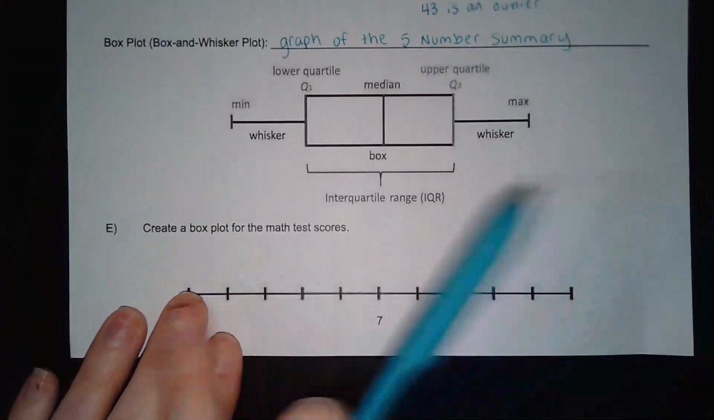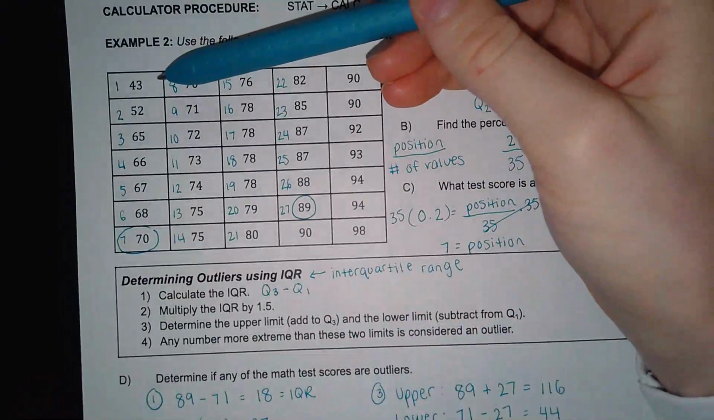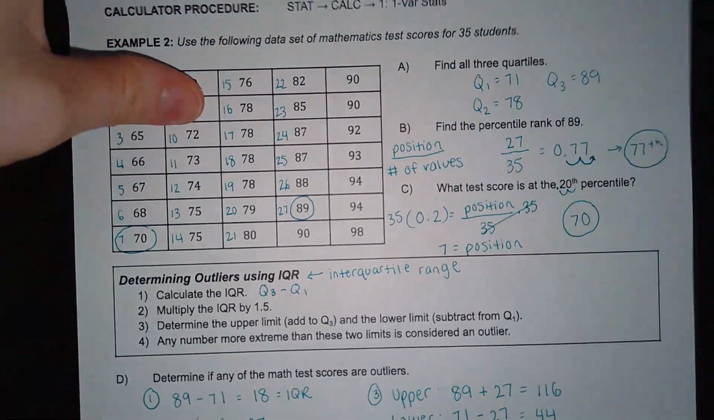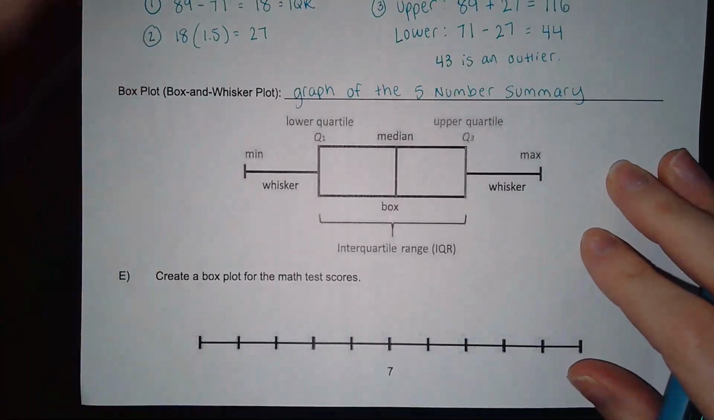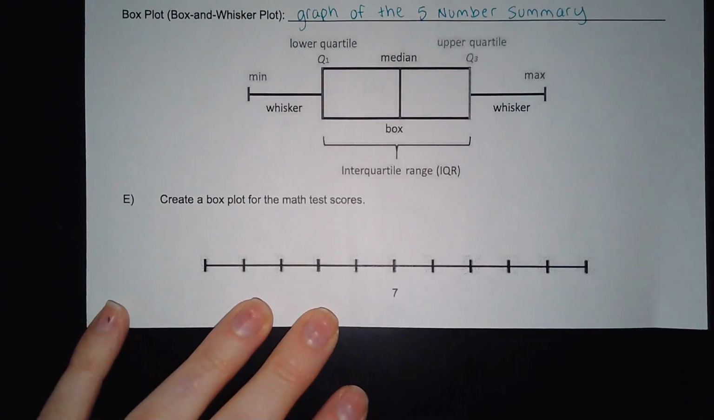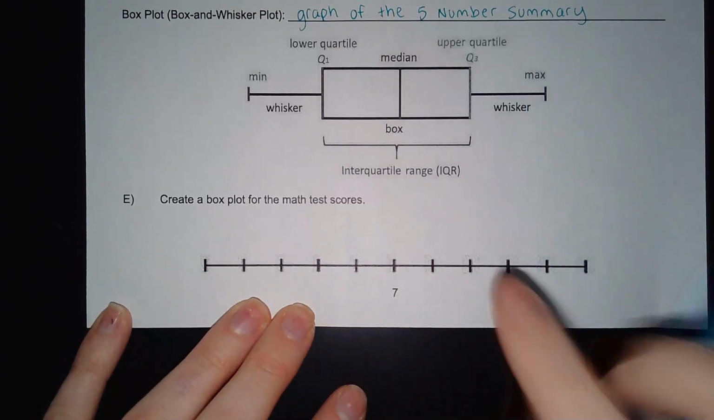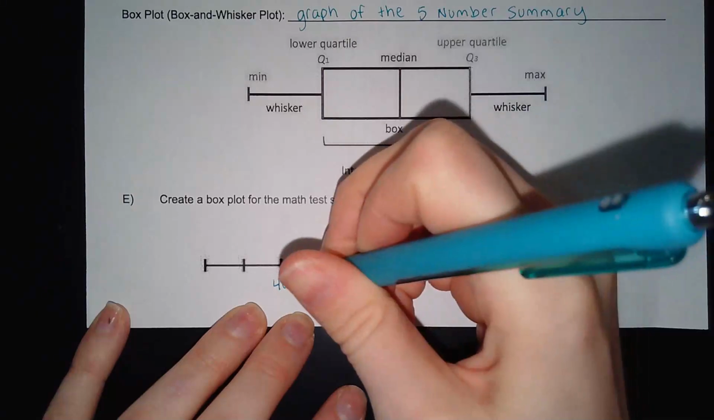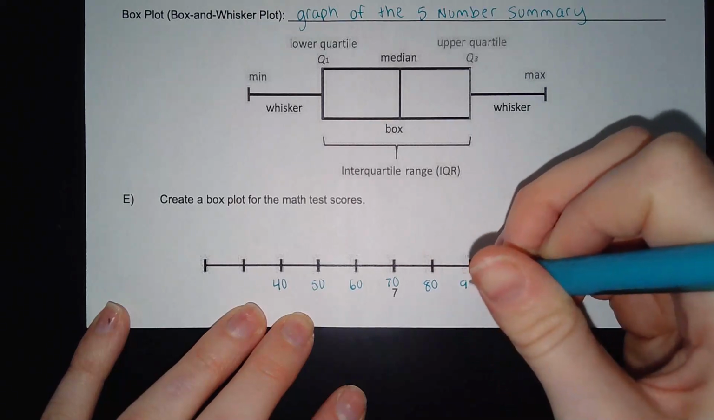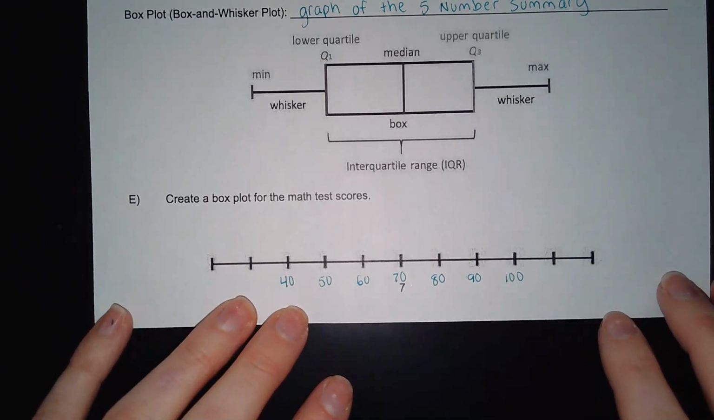Now, I'm given a number line here. I'm going to go ahead and put some values on this number line. I'm going to start with my minimum, and I know my minimum is 43 and my maximum is 98. So I want to make sure that I can fit 43 to 98 on my graph. So I'm going to go ahead and just go by tens. 40, 50, 60, 70, 80, 90. Perfect. So I'll just start with 40 down here. 50, 60, 70, 80, 90, and 100. So that way I know all my numbers will fit on this graph.